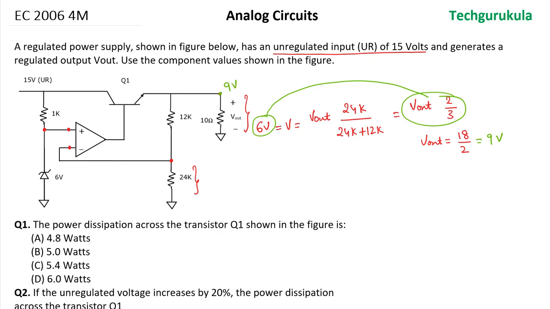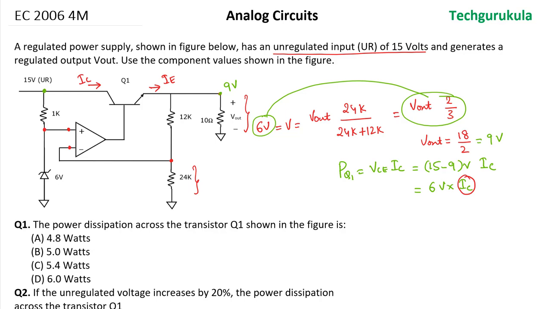If that is the case, now to find the power dissipation across the transistor Q1, we need to find PQ1. This will be equal to VCE times IC. Now, VCE will be equal to the input voltage minus the output voltage, which will be 15 minus 9 volts times IC. This is 6 volts times IC. Now, we need to find what is IC. We can say IC is approximately equal to IE, because we are not given any values related to beta or anything. Hence, we will take IC and IE are both equal.